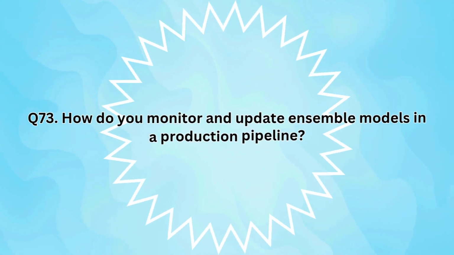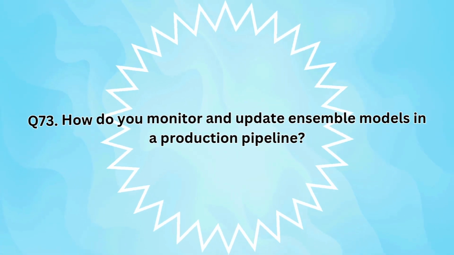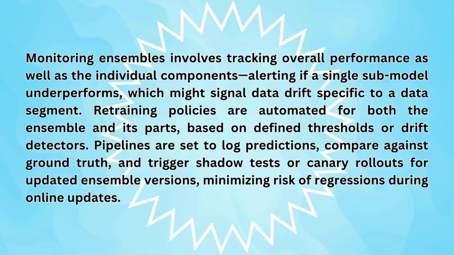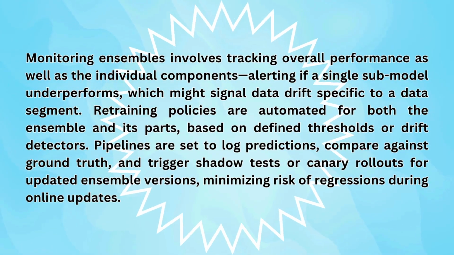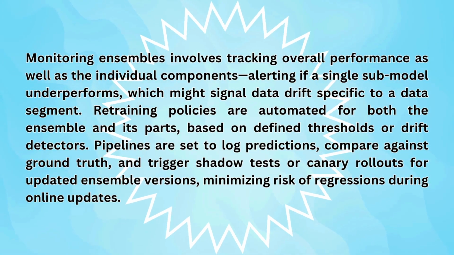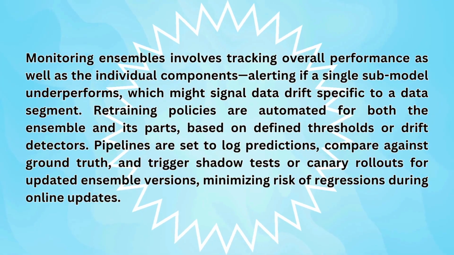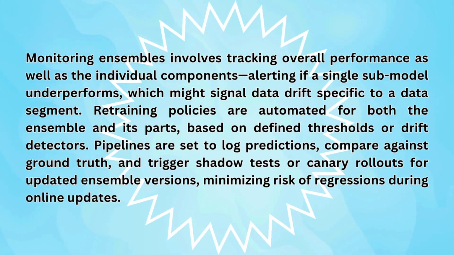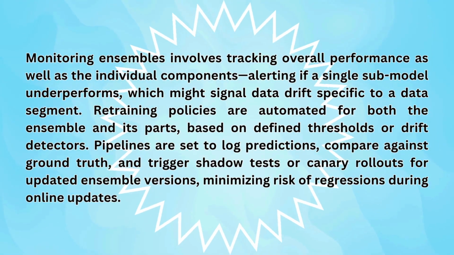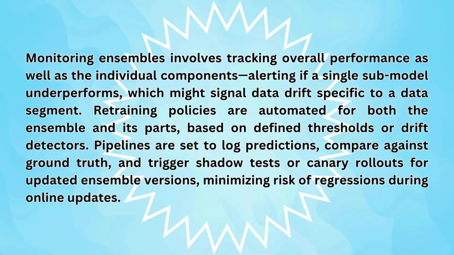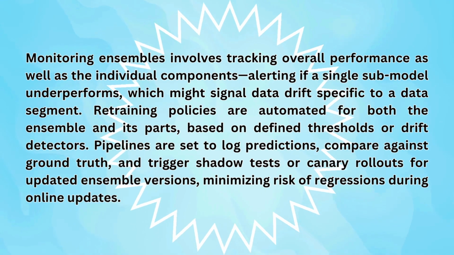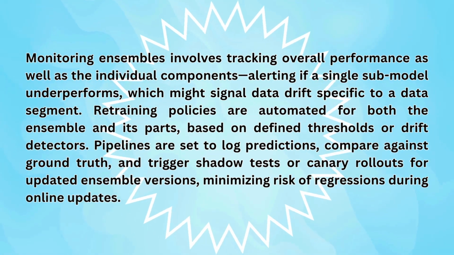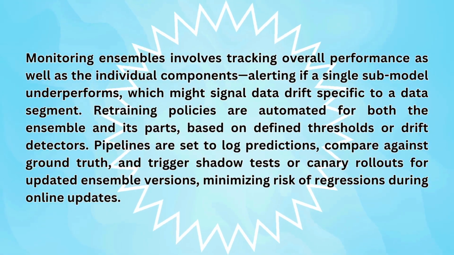How do you monitor and update ensemble models in a production pipeline? Monitoring ensembles involves tracking overall performance as well as the individual components, alerting if a single submodel underperforms, which might signal data drift specific to a data segment. Retraining policies are automated for both the ensemble and its parts based on defined thresholds or drift detectors. Pipelines are set to log predictions, compare against ground truth, and trigger shadow tests or canary rollouts for updated ensemble versions, minimizing risk of regressions during online updates.